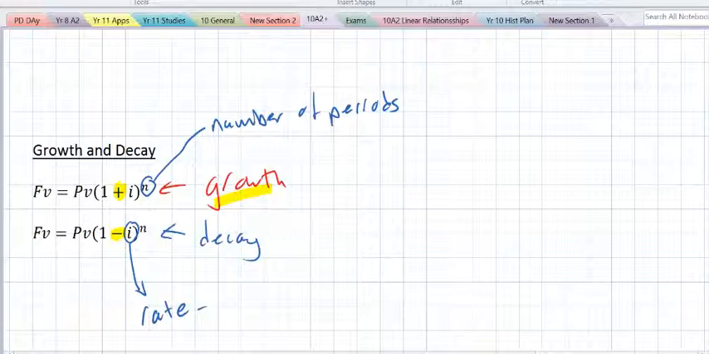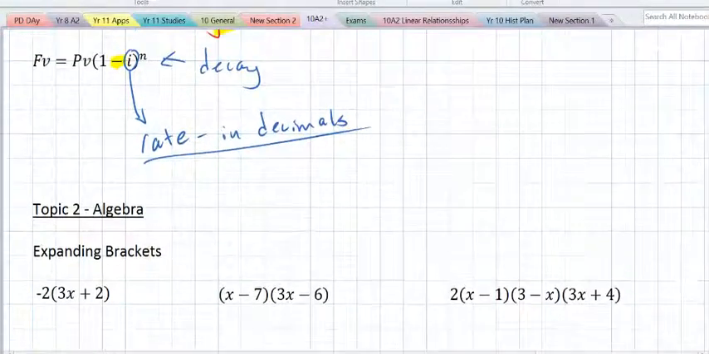Rate in decimals. Sir, does this term's grade reset next time? Yes. Rate in decimals. Alrighty, keep going because we've got more.